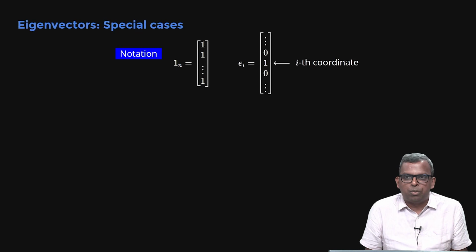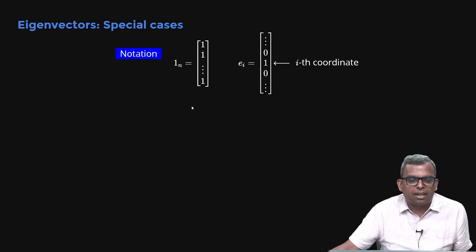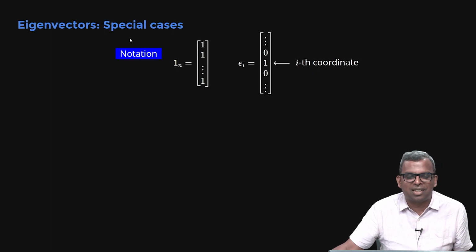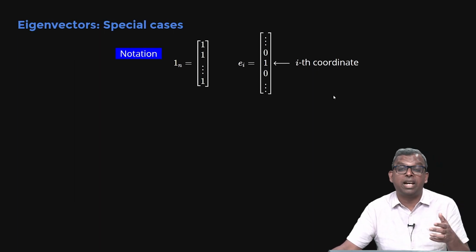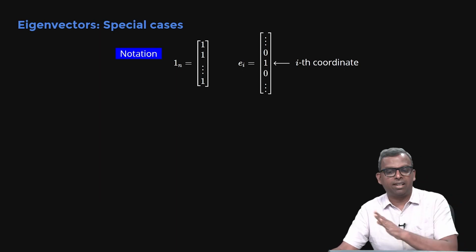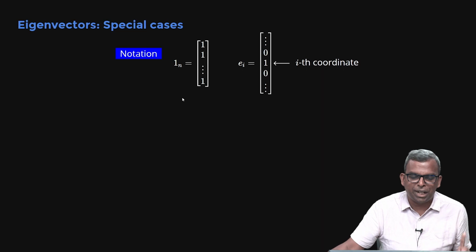Hello and welcome to this lecture. So let's look at a few more interesting eigenvectors and eigenvalues. These are special cases, where looking at the matrix, you may be able to figure out some eigenvectors. Okay, so for that we need a notation.